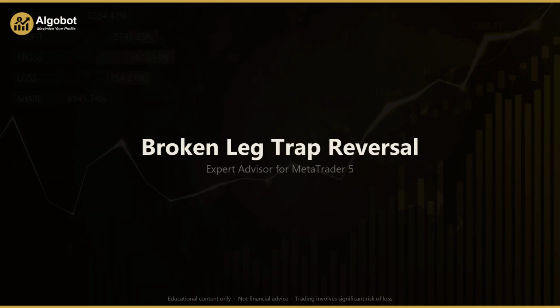Today we're looking at an expert advisor for MetaTrader 5 called Broken Leg Trap Reversal. It's a trend continuation strategy built around market structure, swing pivots, a moving average trend filter, and an average true range stop. Over the next few minutes, you'll learn how it defines a trend, how it spots a failed breakdown, and how it manages its stop and its target. This is educational content only, so let's dig in.